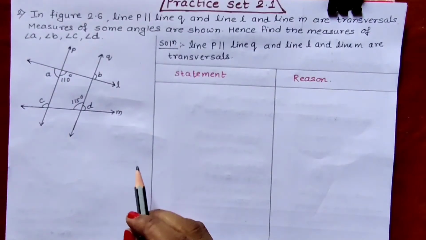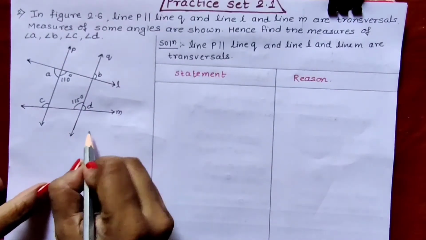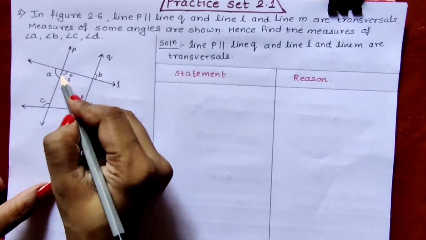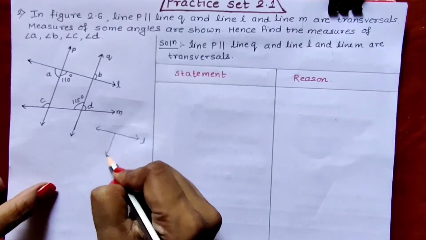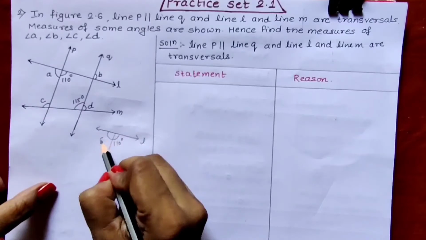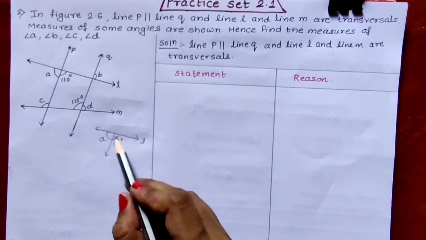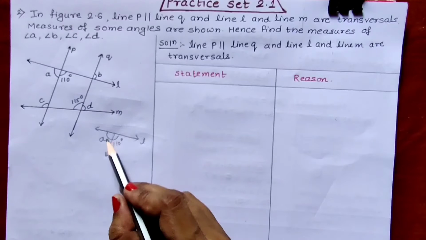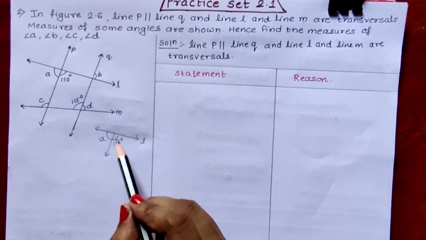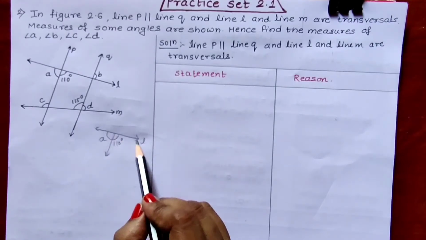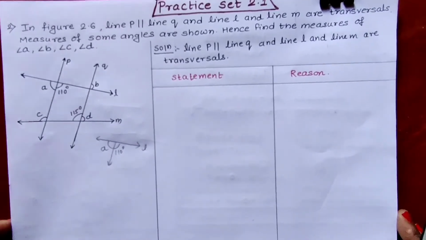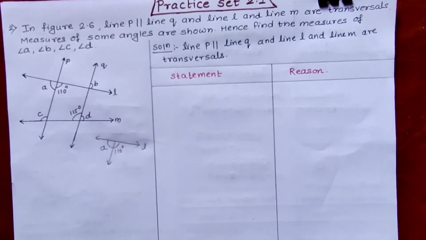If I draw in rough, if I draw this line L like this, this is line L, and this one ray. So here we can see this is angle 110 degrees, and here we can see angle A is there. So these are in the same line separated by one ray. Such types of angles are known as adjacent angles, we all know. And property of adjacent angles which are in a linear pair, they are supplementary. So we will be using the property of angles in a linear pair.